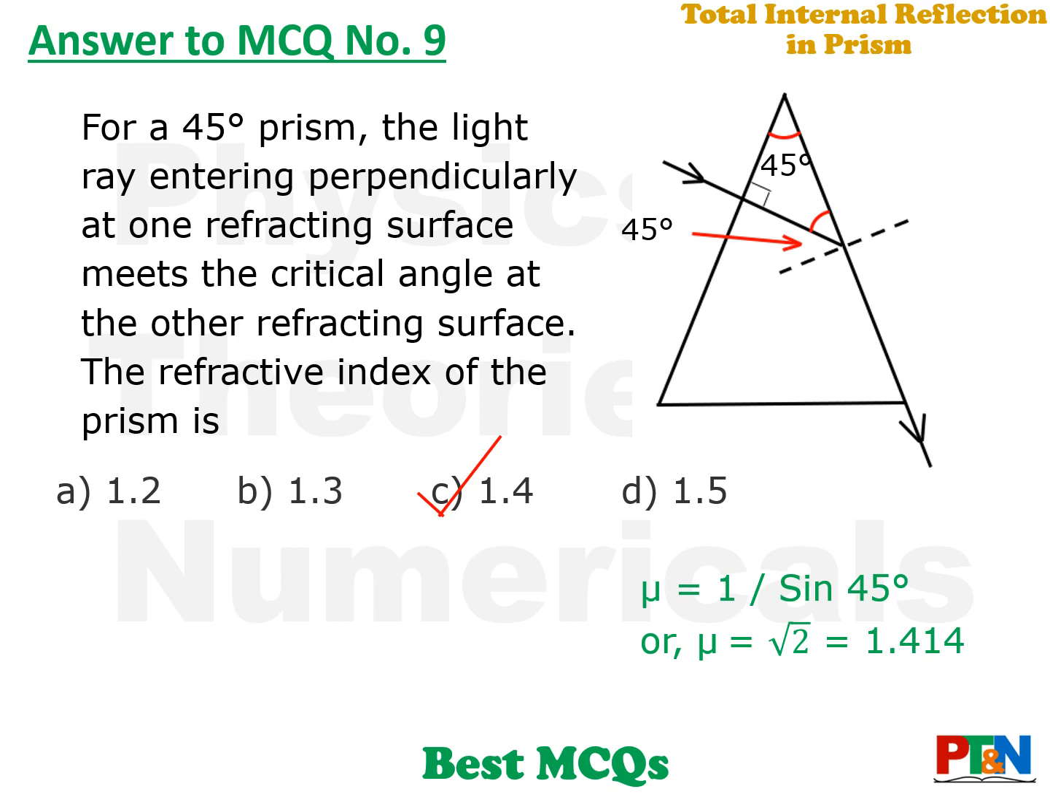So the ray is making 45 degree with the other refracting surface where it is creating the critical angle. So the value of critical angle is 45 degree. So you see, you got the value of mu. 1 by sin 45 degree, that is √2, that is 1.414. So your option is option C.